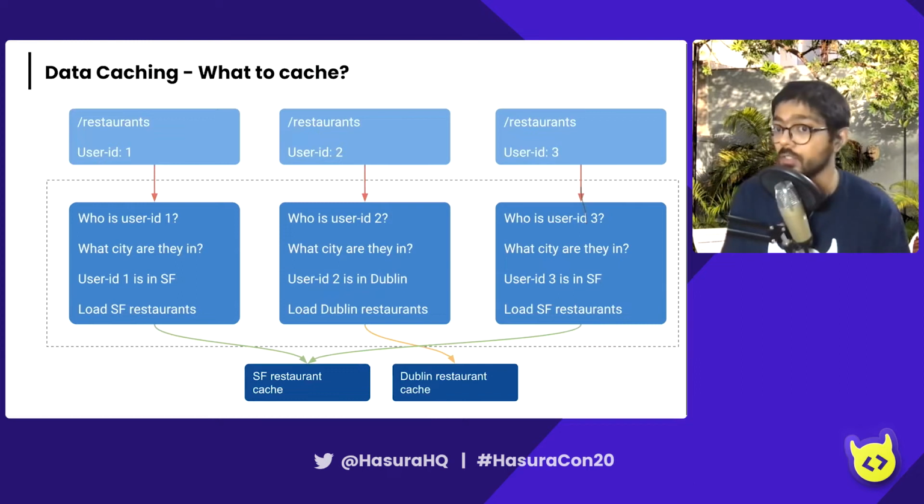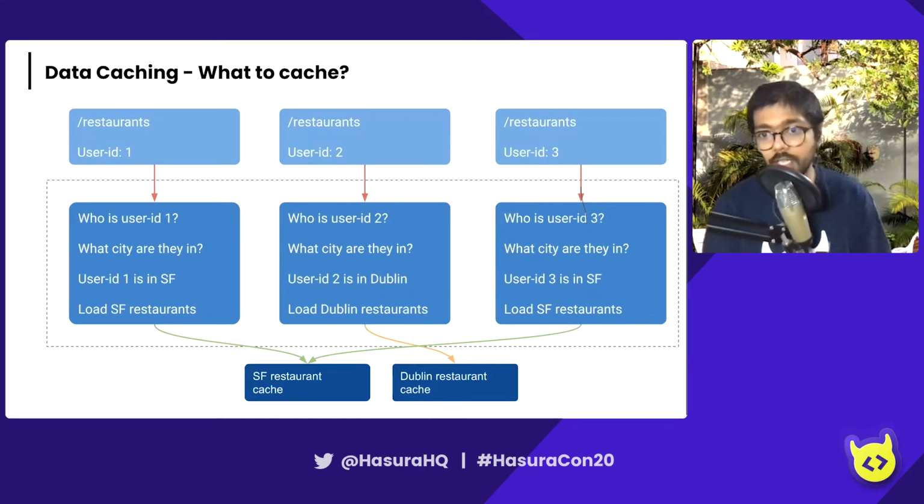What you really have to do as an API developer is say, well, who's user ID1? What city are they in? User ID1 is in San Francisco. That's cool. Let's get the San Francisco result. Where's user ID2? User ID2 is in Dublin. Let's get the Dublin result. User ID3 is in San Francisco as well. Well, let's get the cached San Francisco results. And so automatically caching this is hard.